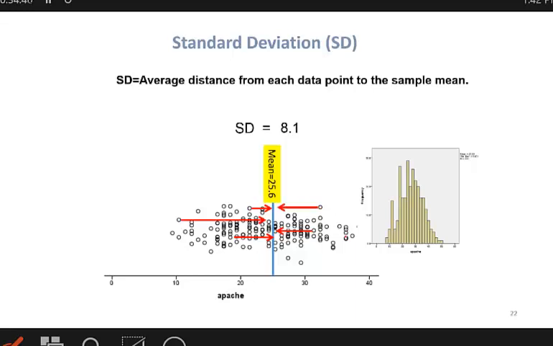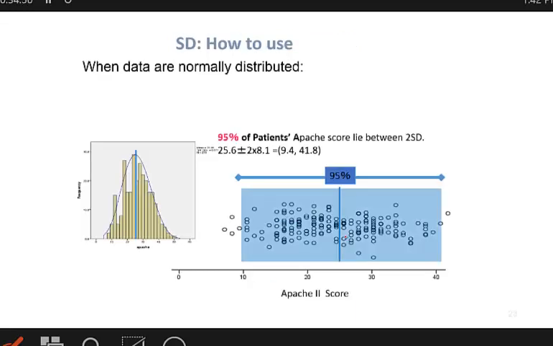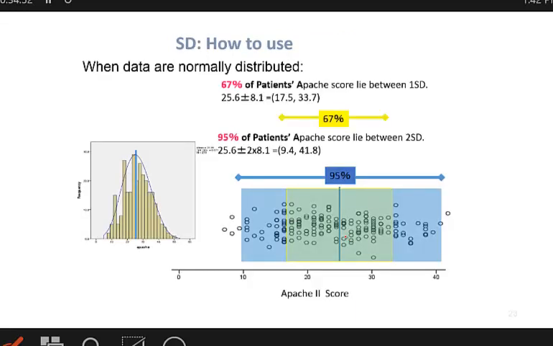So what we do is, if you do mean plus minus 8.1, that defines an interval. This interval is 17.5 to 33.7. This means if you have normally distributed data, if you know the APACHE score is normally distributed, then 67% of patients' APACHE scores fall within that range. So that's what SD means. But 67% does not really link to anything.